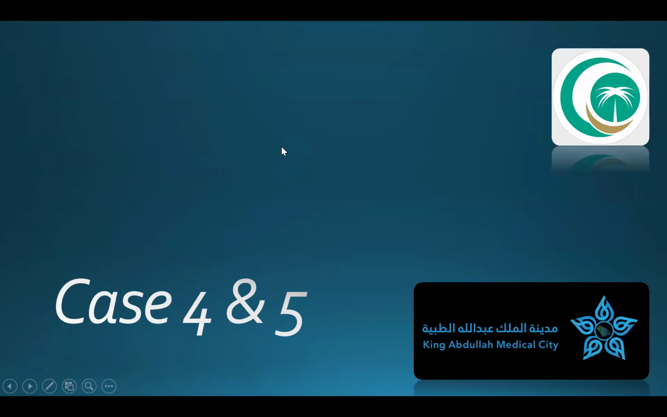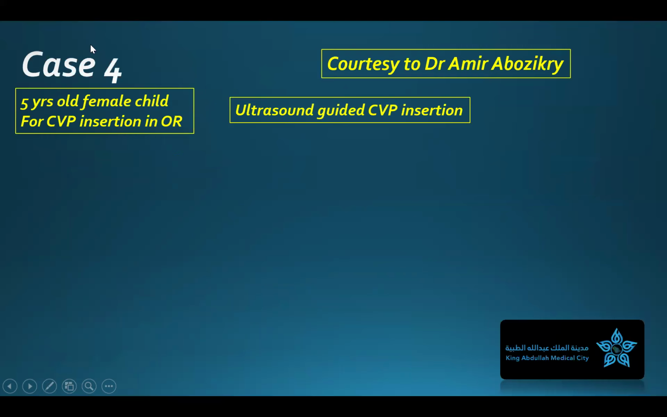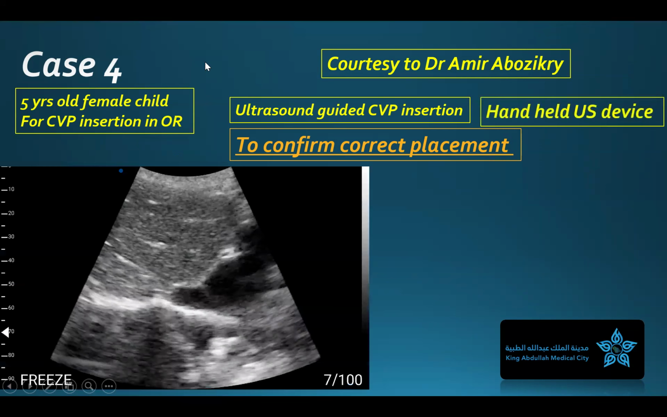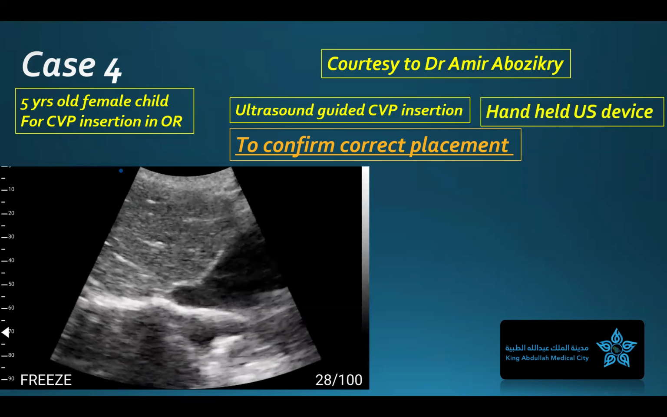Case 4 and 5. Case 4 is a 5-year-old female child coming to the OR for central venous catheter insertion using ultrasound-guided insertion, courtesy of my colleague Dr. Amir Abu Zikri, who had the handheld ultrasound device, and he wanted to confirm the correct placement of the central line in such a small child. He did a handheld transthoracic exam.